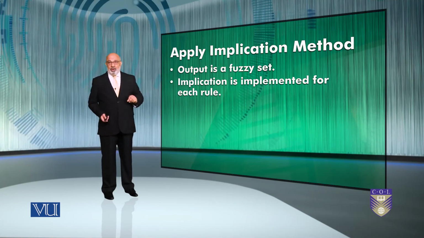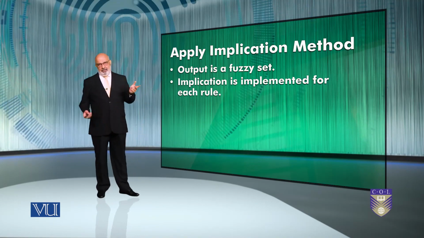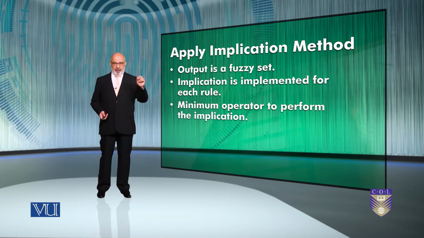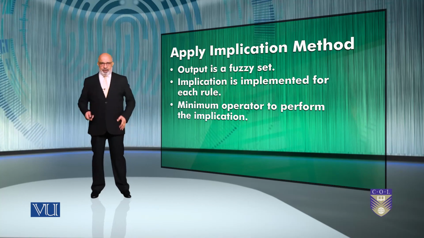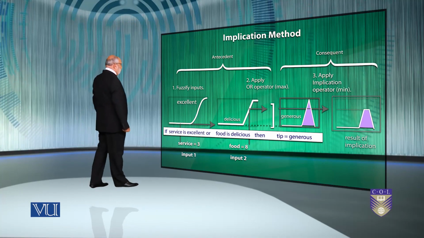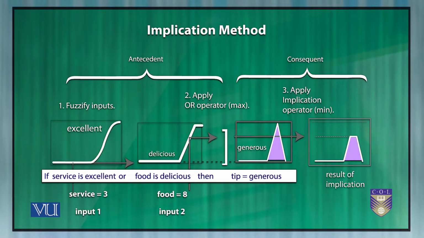Implication, by the way, is applied for each rule, and typically we can use various options, but in this case we are going to use the minimum operator to perform the implication, which will truncate the output as we see in the figure. So we have rule 3 again, service quality, food quality, and then we take the minimum of these two, and as you can see, the consequent is in front of you, the result of the implication. Now I must also add that on the left you will see the OR operator that comes up with the max of these two, and then you have the minimum for the implication operator.